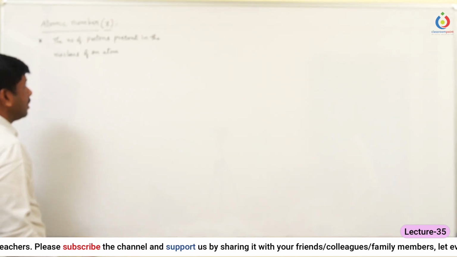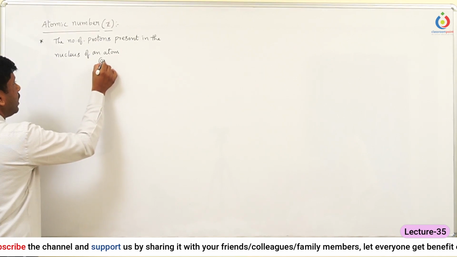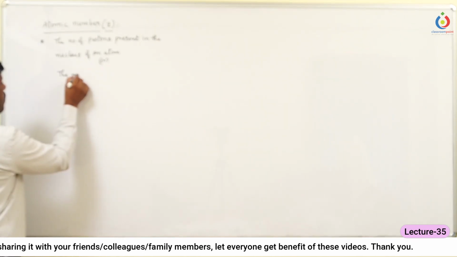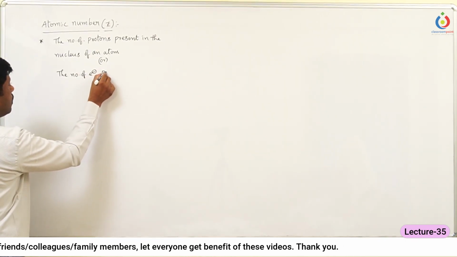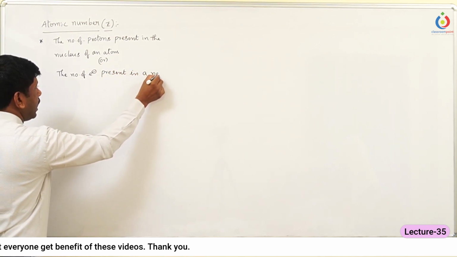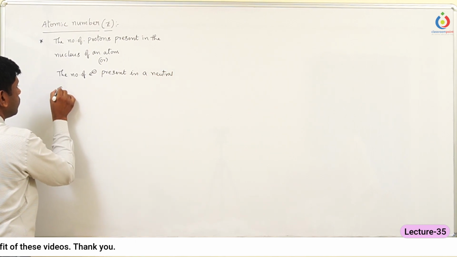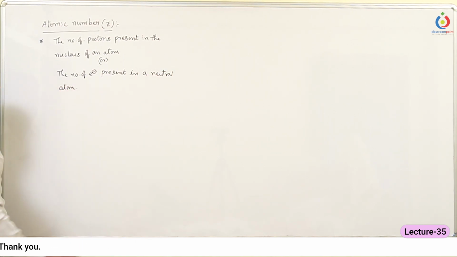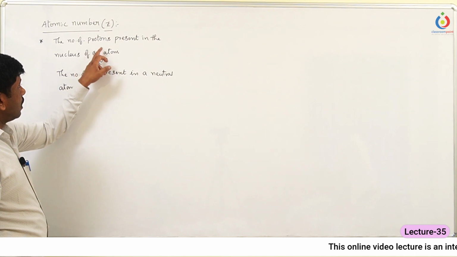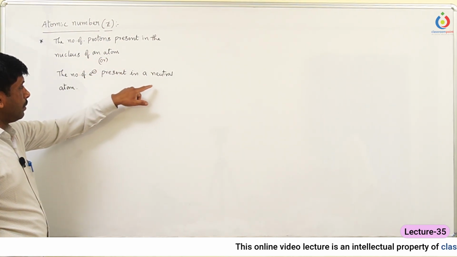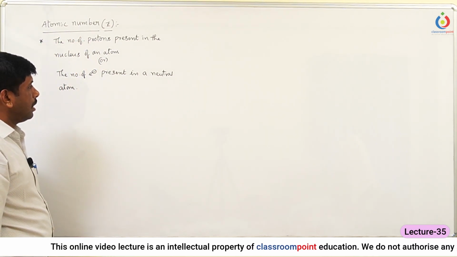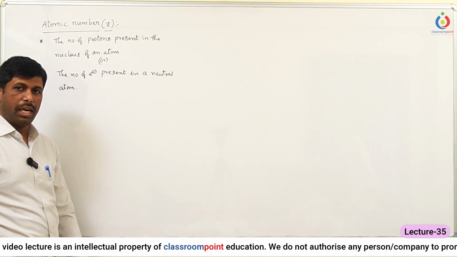Or this can be defined even using the electrons also. The number of electrons present in a neutral atom is also known as the atomic number. Whenever protons are used, it is not necessary to use the word neutral, but in terms of electrons, if you are defining the atomic number, we must use the words neutral atom.